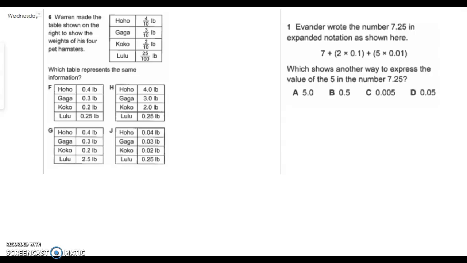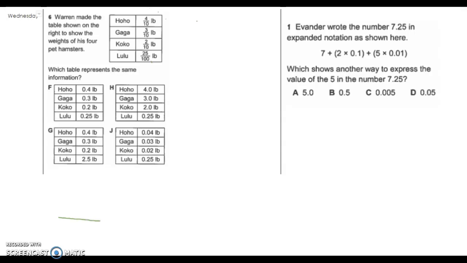So it says, Warren made the table shown on the right to show the weights of his 4 pet hamsters. Which table represents the same information? So we can see here that these are labeled as fractions and we need to represent them as decimals. So what I'm going to do is just go ahead and write them as decimals and then find the answer choice that matches my work.